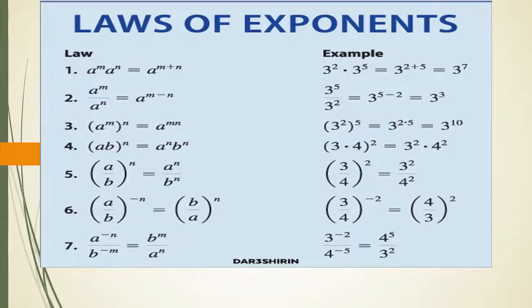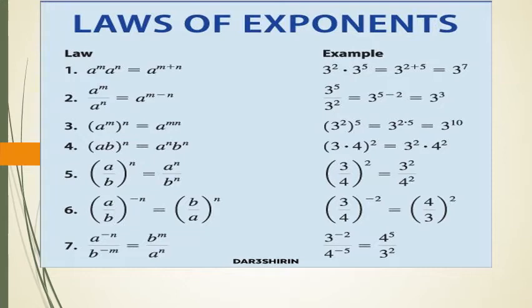Third law, a raised to m, the whole raised to n, is equal to the product of m and n. So it can be written as a raised to mn. Now, when the bases are different, that is a and b with the same power n, it is the same as a to the power n and b to the power n. Let's have the fifth law, that is a by b the whole raised to n equals a raised to n by b raised to n.